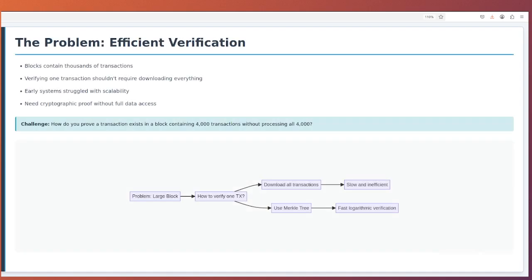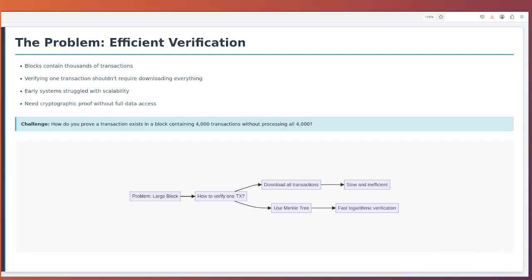The problem: verifying transaction data. Before we understand Merkle trees, let's understand the problem they solve. Imagine you have a blockchain block containing thousands of transactions. Every time someone wants to verify that a specific transaction is included in that block, do they really need to download and check all thousands of transactions? That would be incredibly inefficient and slow.